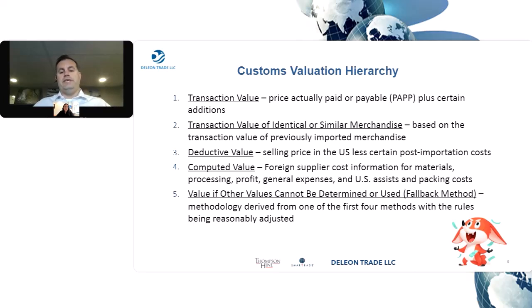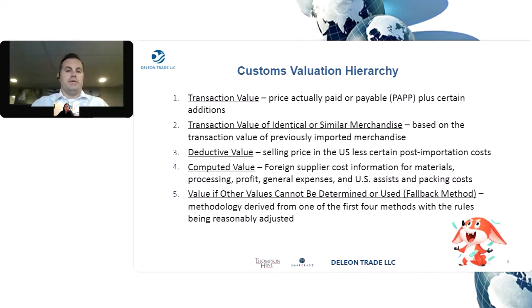And so there's one deviation in the law that allows you to use computed value in front of using deductive value. That's the only sort of way you could supersede the hierarchy. And in computed value, you start with the foreign supplier's cost information and you put together materials, processing, profit, general expenses, U.S. packing, these elements of computed value. We frequently see computed value on maquiladora importations from Mexico because there's not usually a sale at time of importation. The U.S. owns all the equipment. They own all the materials. They pay in lump sums to the factory essentially to keep things running.